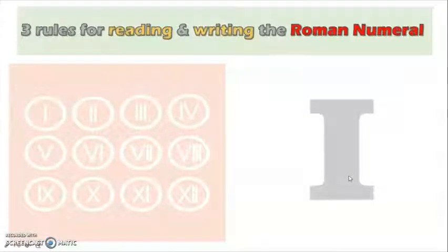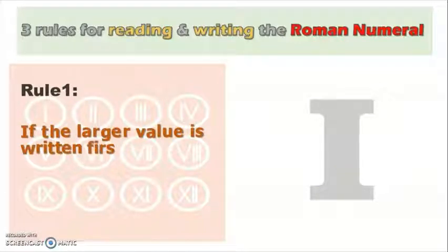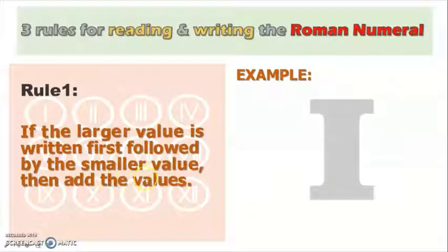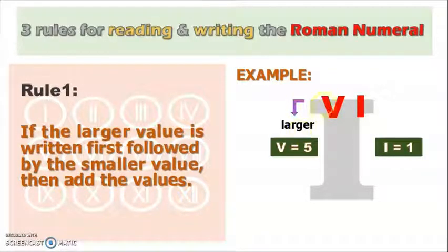There are 3 rules in reading and writing Roman numerals. Let's start with rule number 1. If the larger value is written first followed by the smaller value, then add the values. For example, V and I. What is the equivalent value of V? It is 5. How about I? It is 1. Try to notice who comes first: letter V. And letter V is larger than I. So I is smaller than V.